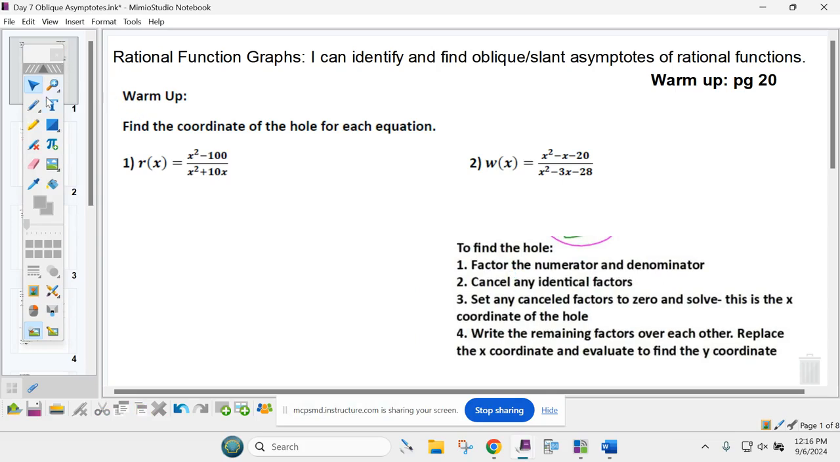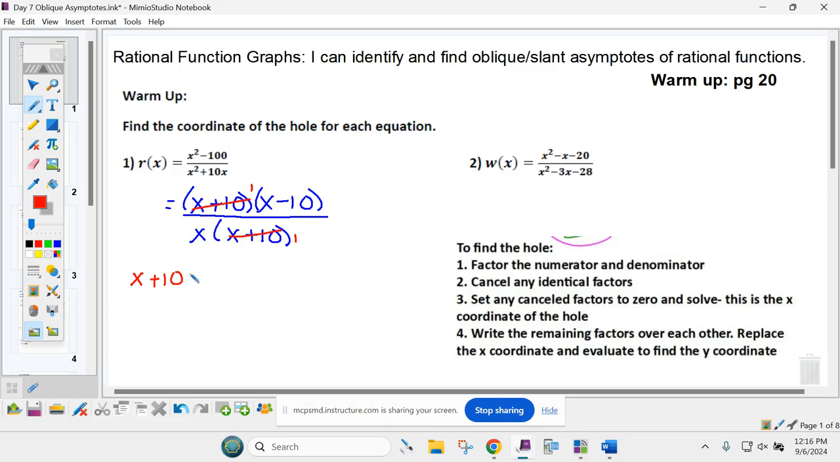Okay, so to find a hole of a rational function, we have to factor the numerator and denominator. The numerator is a difference of perfect squares, that's x plus 10, x minus 10. The denominator has a greatest common factor of x, and I'm left with x plus 10. The factor that divides to 1 gets us the x coordinate of the hole. So when does x plus 10 equal 0? That's when x equals negative 10.